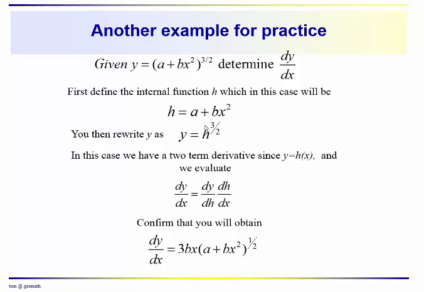Note, if we do it from the outside to the inside, we have 3/2 times all this, a plus bx squared, to the 1/2, times the derivative of the inside terms, which is 2bx. So we have 3/2 times 2bx, where the 2's cancel out, so we get 3bx times (a plus bx squared) to the 1/2. We have to reduce that exponent by 1.